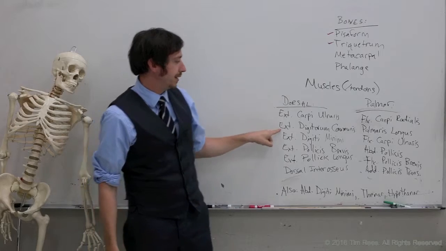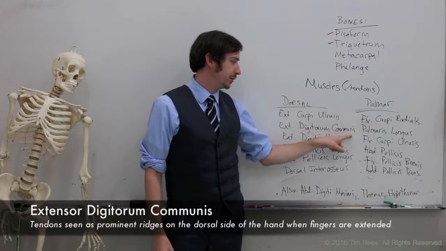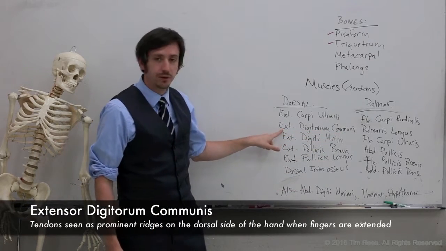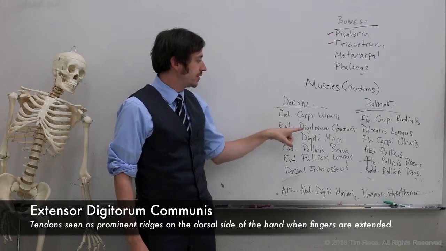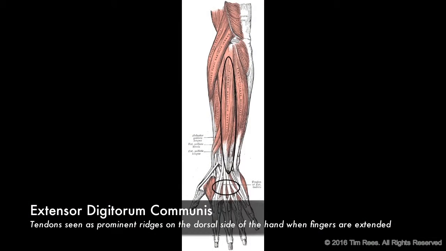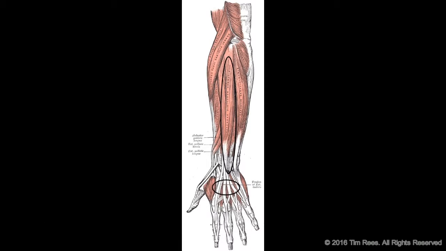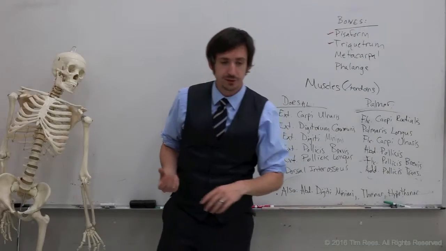Running down the list, extensor digitorum communis. So extensor, meaning it's on the dorsal side of the wrist. Digitorum, it's extending the fingers. Communis is referring to community. So it's extending a community of fingers.